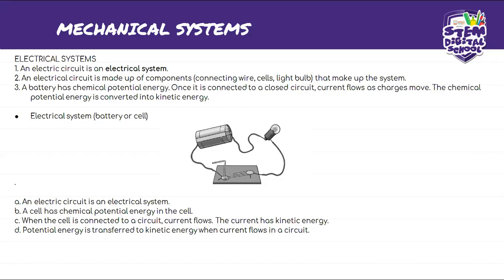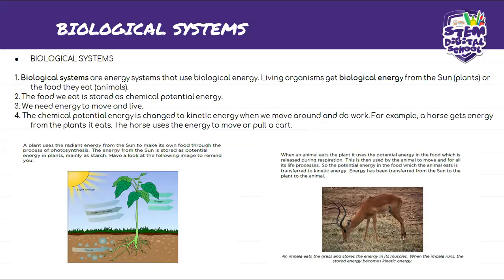But immediately the current starts to flow, the chemical potential energy is then converted to kinetic energy. So if you are asked what kind of energy transfer or conversion exists in an electrical system, or they give you a picture, then you should just take note: we have got potential or chemical potential energy converting to kinetic energy.